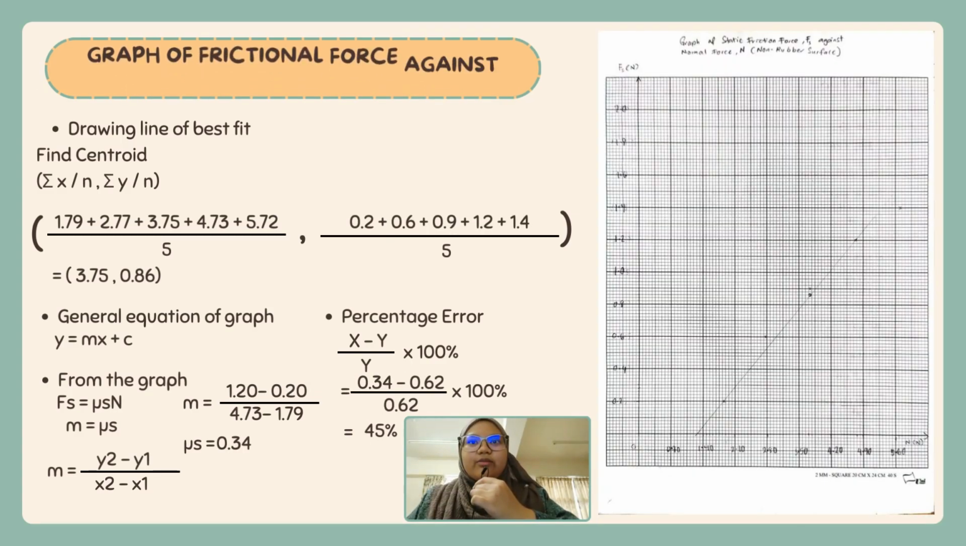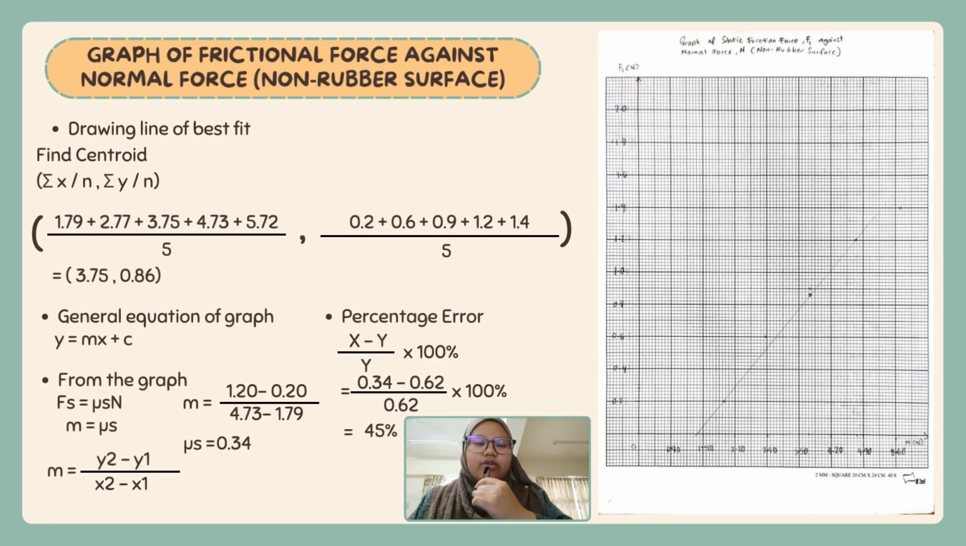experiments. Now, we'll move on to the second graph, which is the graph of frictional force against normal force for the non-rubber surface. We'll repeat the same steps as for the previous graph: drawing the best fit line by finding the centroid, then finding the coefficient of static friction by finding the gradient of the graph, and also the percentage error. The centroid for the second graph is 3.75, 0.86, so that is the coordinate. And then the coefficient of static friction is 0.34.